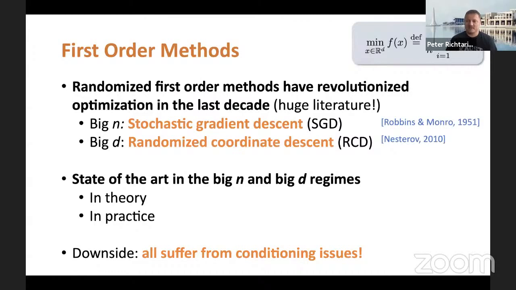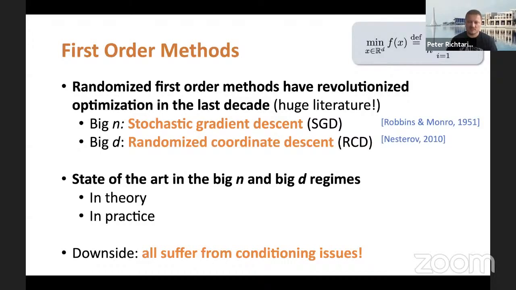So from very far away, if you look at first order methods, you can think of them as methods which revolutionized optimization in the last several years when randomization is thrown in. There's lots of literature on this, and roughly speaking, this literature can be partitioned into two big groups: one is where the n is big, and the other is when the d is big. So either the number of data points is huge, and that is the problem, or the number of parameters is huge, and that is the problem.